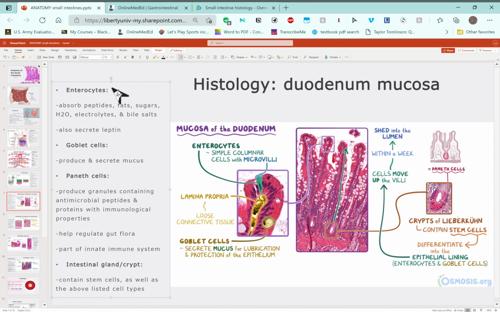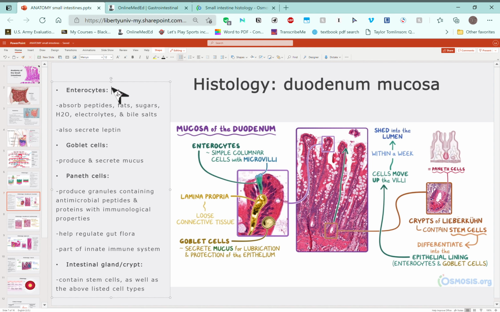Goblet cells we have to produce mucus and secrete that, which kind of helps with easing things along the GI tract. We also have Paneth cells, which are kind of a function of the innate immune system. They produce a bunch of granules that get in the way of microbial growth and also help modulate the innate immune system. So this helps keep our gut GI flora in check, keep all the good flora, bacteria, and whatever that we need in there, and kind of tamper down on potential pathogens.